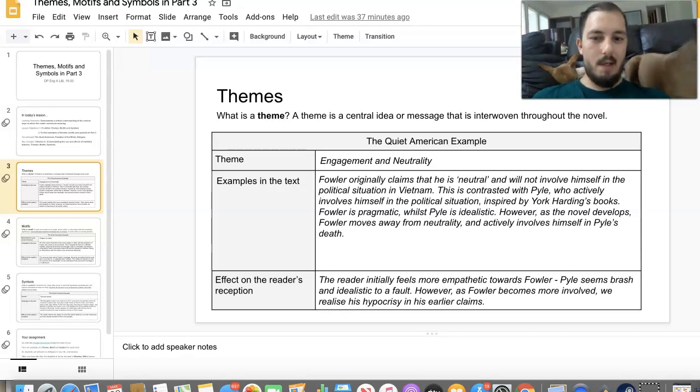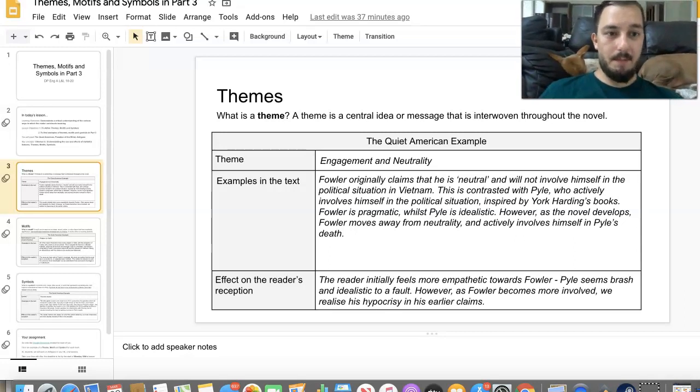And so the response of the reader is we feel a lot more empathy towards Fowler at first, because Pyle is so idealistic, he's so brash. But as Fowler becomes more involved, we realize how hypocritical he is.